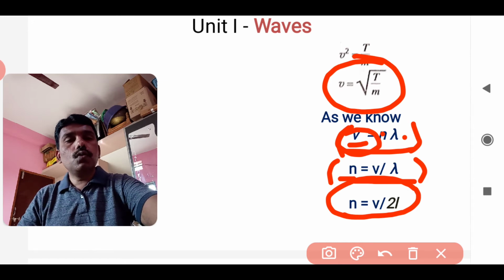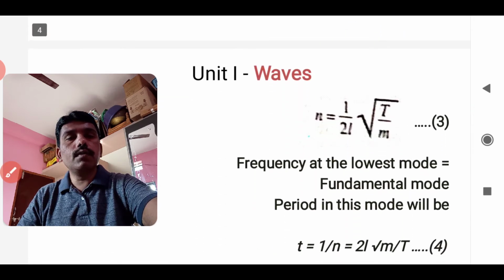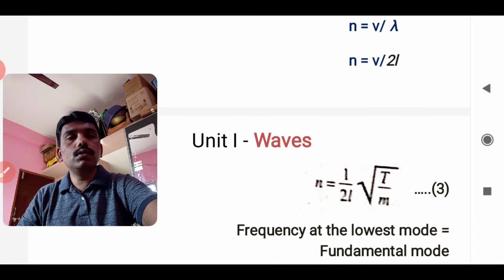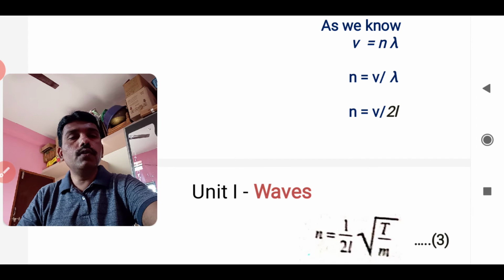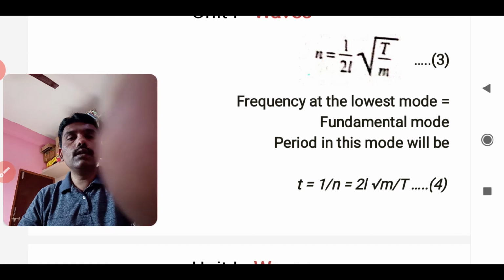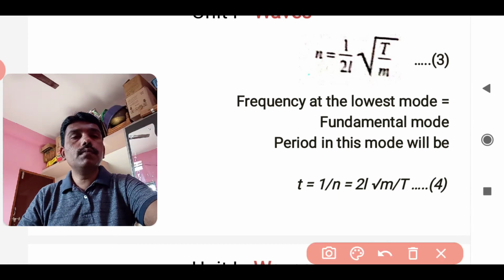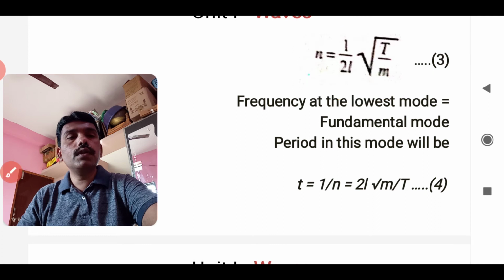So moving forward, as far as the frequency is concerned, we put the values of both v, which we already calculated, and lambda, and you will get the value for the frequency, that is n is equal to 1 by twice L. Looking at equation number 3, it gives n is equal to 1 by twice L times under root of T by m, the new relation for the frequency. So this is how the frequency is obtained.